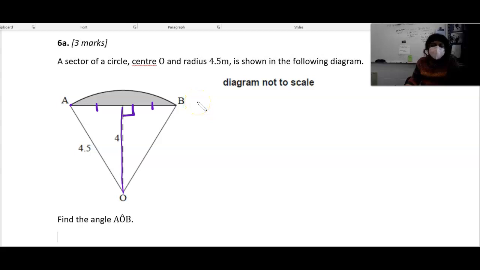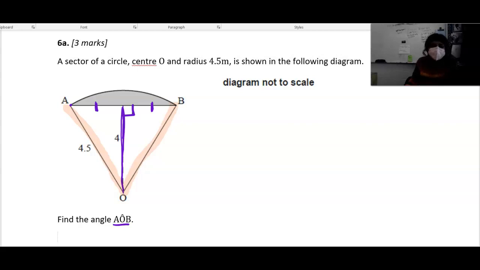Okay, so in order to do this problem, I gave you guys the information that when you have a radius that crosses a chord in the circle, it cuts it into two equal pieces. They want you to find angle AOB, so I'm going to use the screen highlighter. So AOB is this right here.